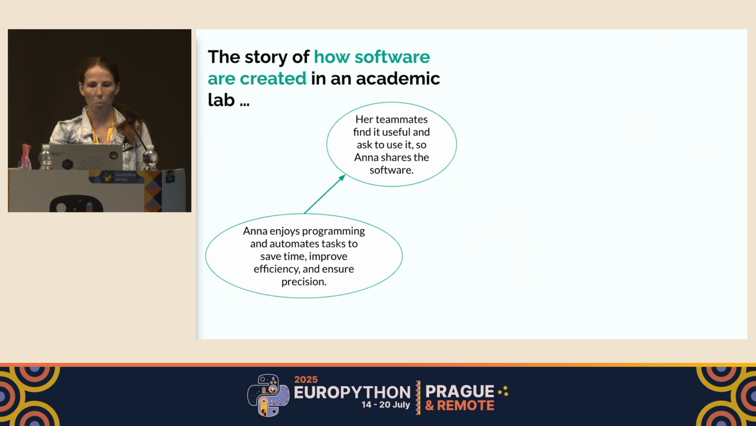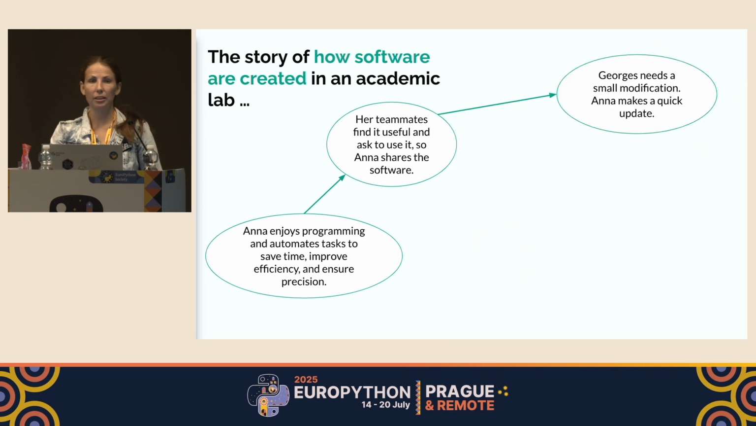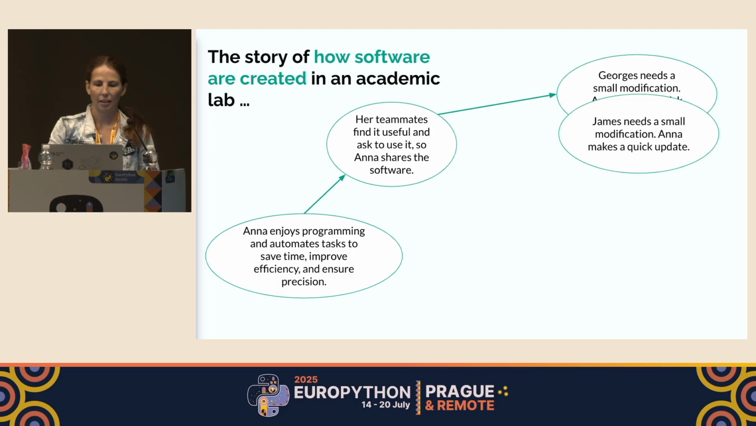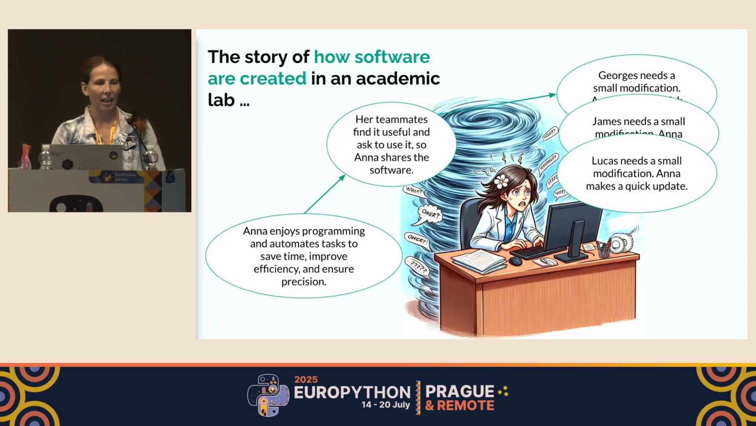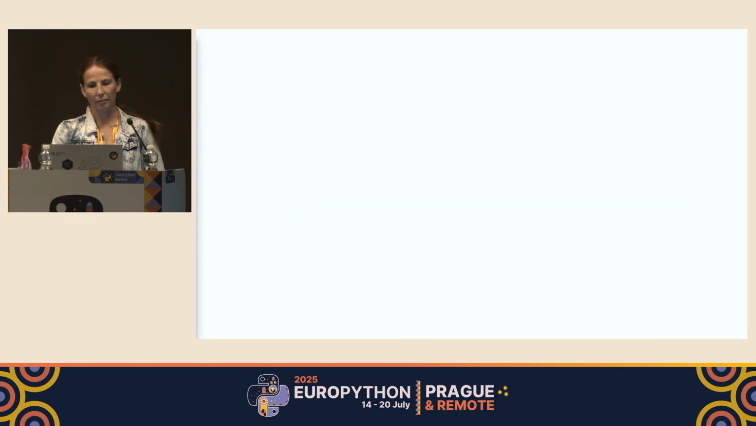Everyone is happy. But then, George needs a small modification, because his experiment is a little bit different. So Hannah, at the same time as she's doing her own work, makes the small modification because she's nice. Then James needs a small modification because his experiment is also different. And you see where I am going. Then we have Luca, who needs a small modification. And very fast, this is Hannah. So at this point, we can say that the software is born.